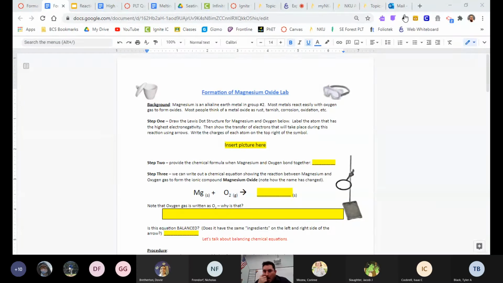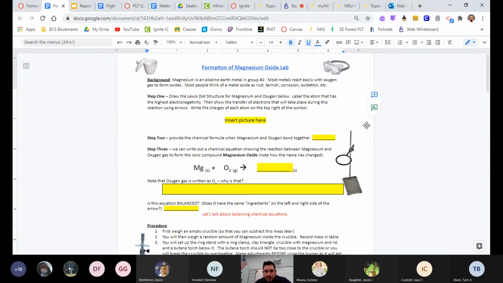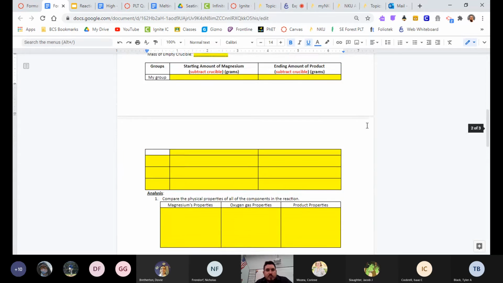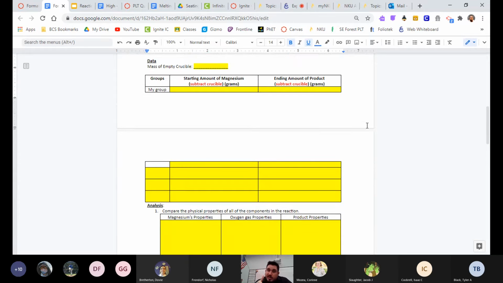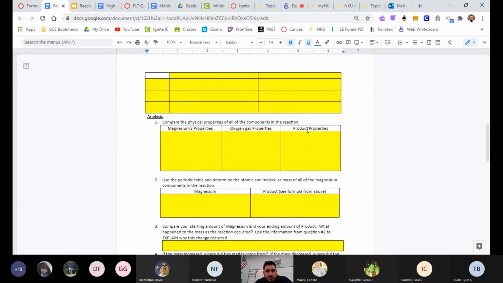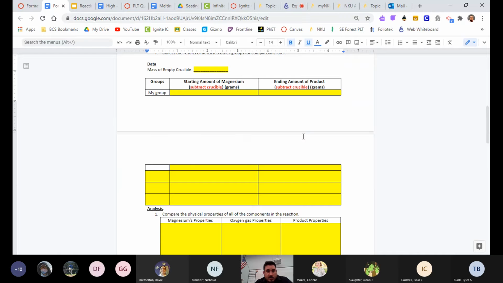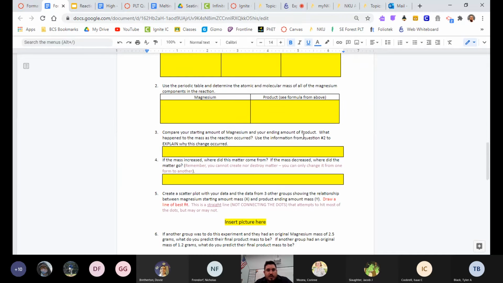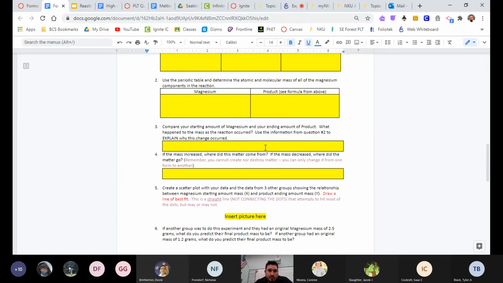So Monday we did the magnesium oxide lab. We were running right at the end of class, so we weren't able to finish that right away. And so we worked on it yesterday during class, so I'm not going to give any more class time besides what I'm going to do right now. We did need to grab 3 other groups and look at their data as well. But then we were going to look at what happened to the starting amount, the ending amount.